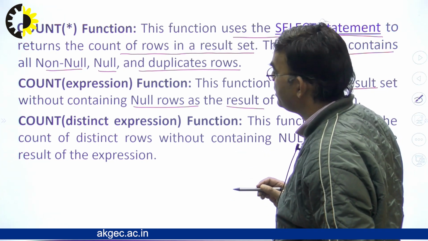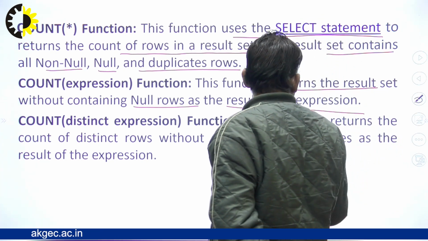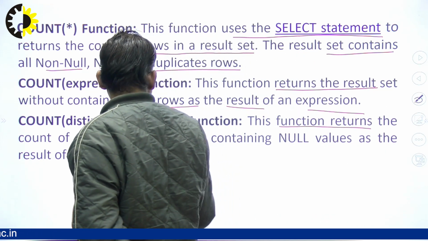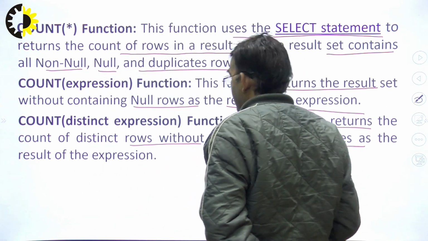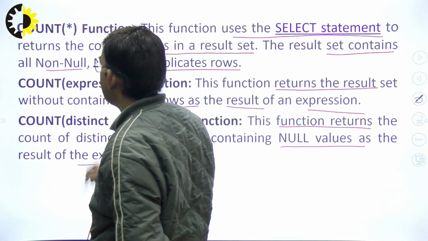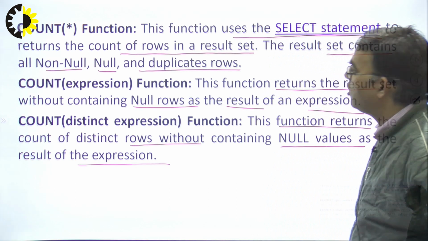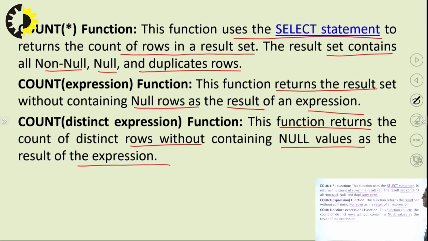And the last one is the count distinct expression function. This function returns the count of distinct rows without containing null values as the result of the expression. These are the different variations of the count function: count star, count expression and count distinct. The count star function is used with the select statement to return the number of rows in a result set, and the result set contains non-null values, null values, and duplicate values.